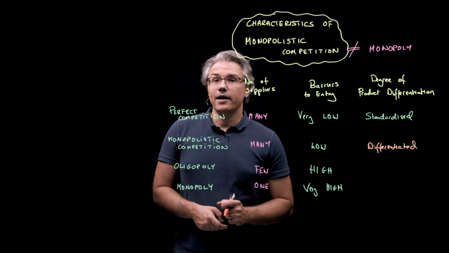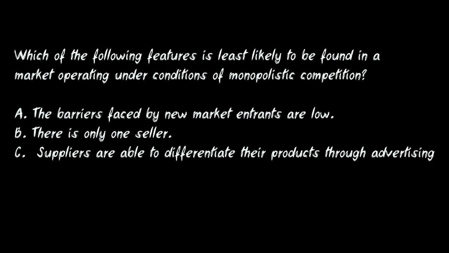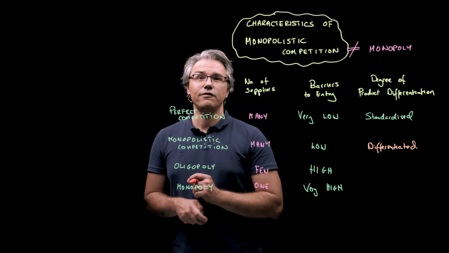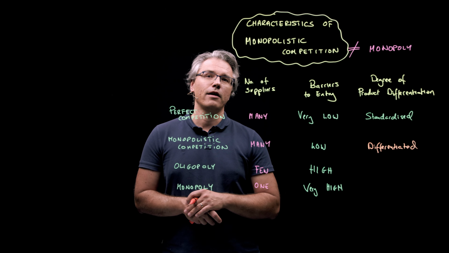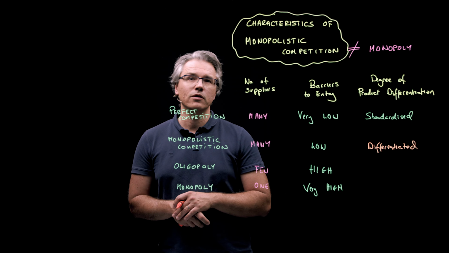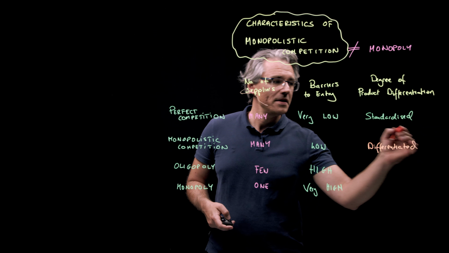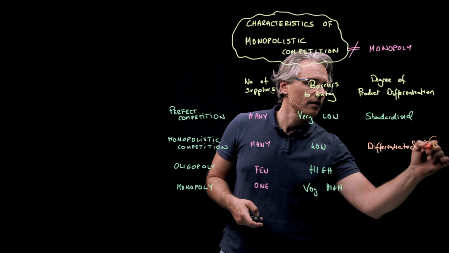And if we now look back at the question, we see that answer A is correct. So is answer C. And answer B is the incorrect one, making it the solution to the question, as we were asked for the feature least likely to be found under conditions of monopolistic competition. So let me write answer B over here.